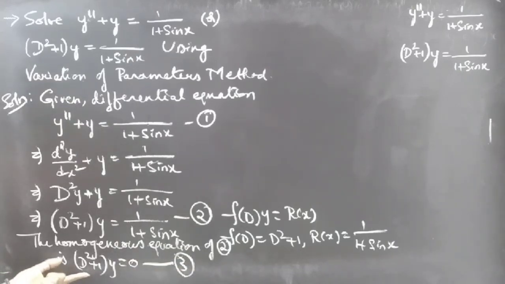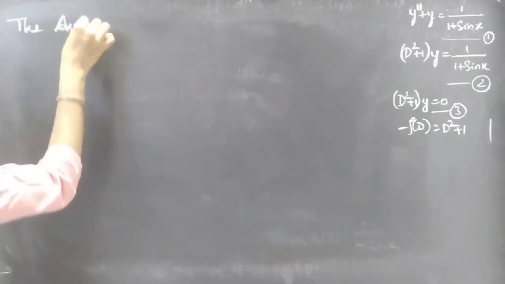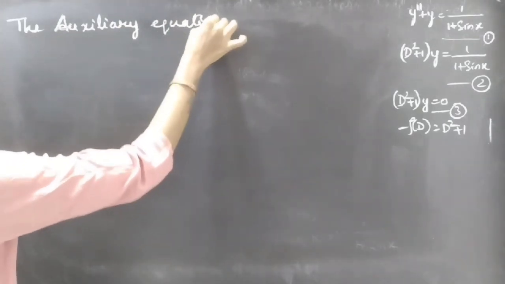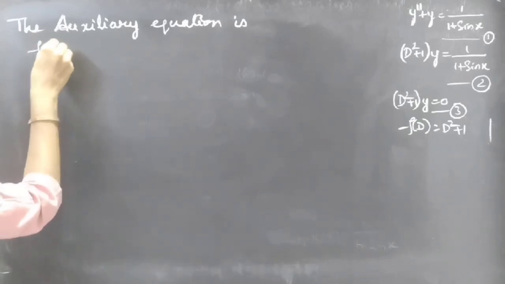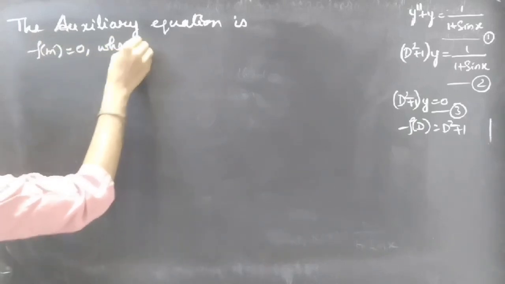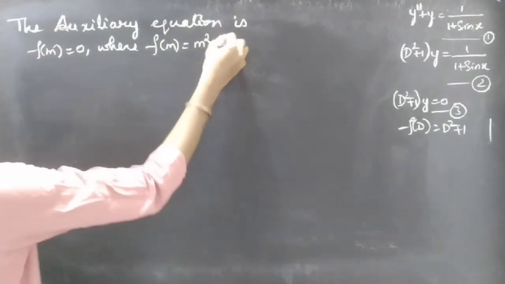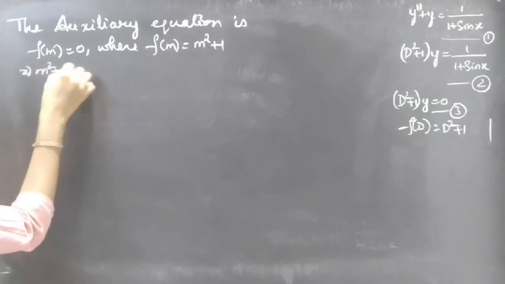Now we'll find the solution to the homogeneous equation using the auxiliary equation, and later using the solution of the homogeneous equation we'll find the general solution of equations 1 and 2. Now coming to the auxiliary equation, the auxiliary equation is f of m equal to 0, where f of D is D square plus 1. Let's replace the differential operator with m, so that we get f of m equal to m square plus 1, and the auxiliary equation becomes m square plus 1 equals 0.